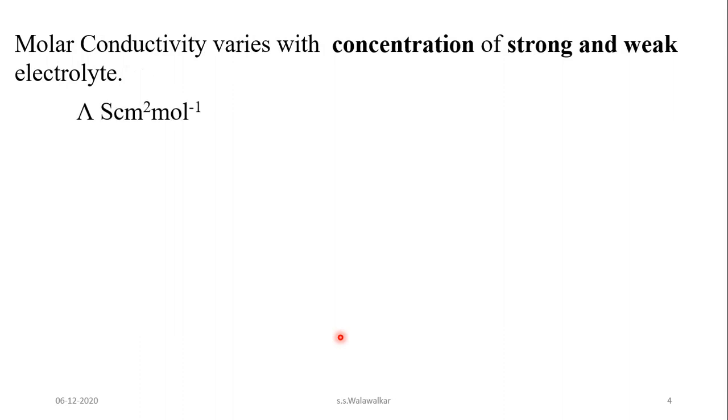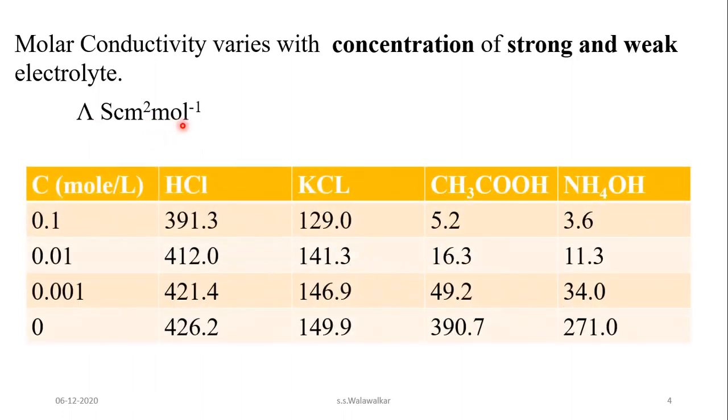You know that molar conductivity is expressed in Siemens centimeter square per mole. If you observe the values of molar conductivity at different concentrations of HCl, which is a strong electrolyte, KCl, also a strong electrolyte, and acetic acid and ammonium hydroxide, which are weak electrolytes, and compare these values, then see here, when the concentration is 0.1, the molar conductivity of the strong electrolyte is 391.3 and that of acetic acid is 5.2.